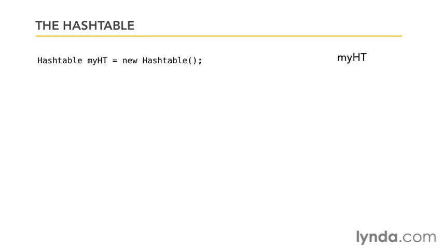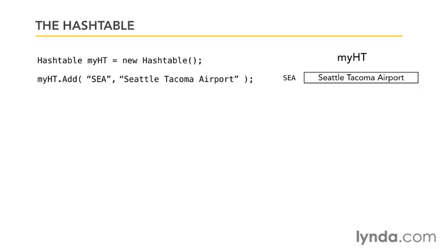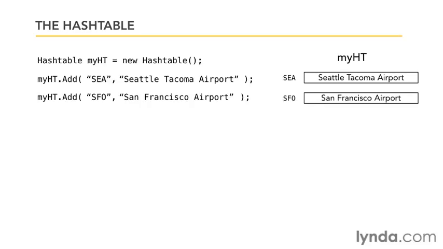And then we can start adding things to the hash table. There's a couple ways to do it, but the first way is just to use the add function. When you add something to a hash table, you give it the key that you want. So for example, I could give it a 3-letter airport code like SEA, and then I give it the value, which might be something like Seattle-Tacoma Airport. Then over in the hash table, I would have a little key named SEA, and it would be associated with a value. I could do the same thing for, say, SFO, and that associates it with San Francisco Airport.